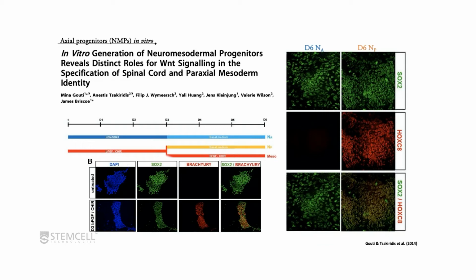So the top row represents day 3 cells from the typical anterior neuroectoderm seen in blue in the schematic, and the bottom row represents cells at day 3 from the red line in the schematic and the posterior neuroectoderm differentiation protocol. So this paper did not describe the formation of neural crest from axial progenitors. However, a year later in 2015, a publication by Mark Denham did.